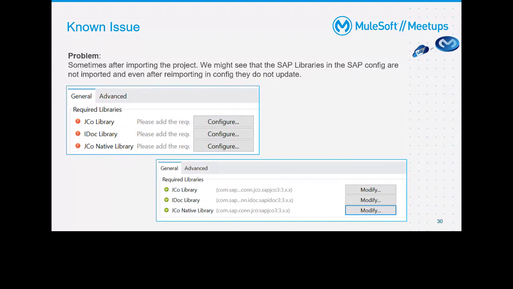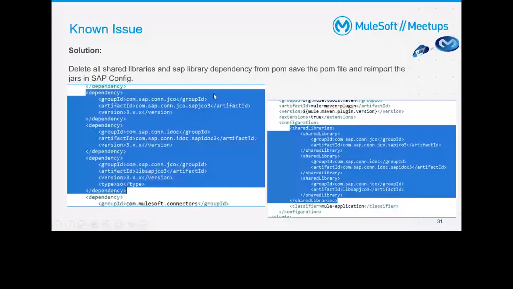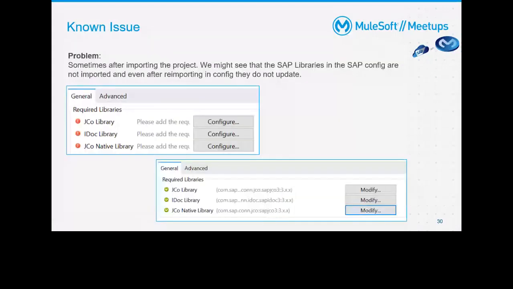So the solution is to delete the shared dependencies of SAP and the shared libraries and dependencies from the POM file, save the POM file, and then do the configuration again. In this way, it will get configured and everything will be green. This is a common known issue I have faced in different project scenarios where I have been working with the SAP Connector.